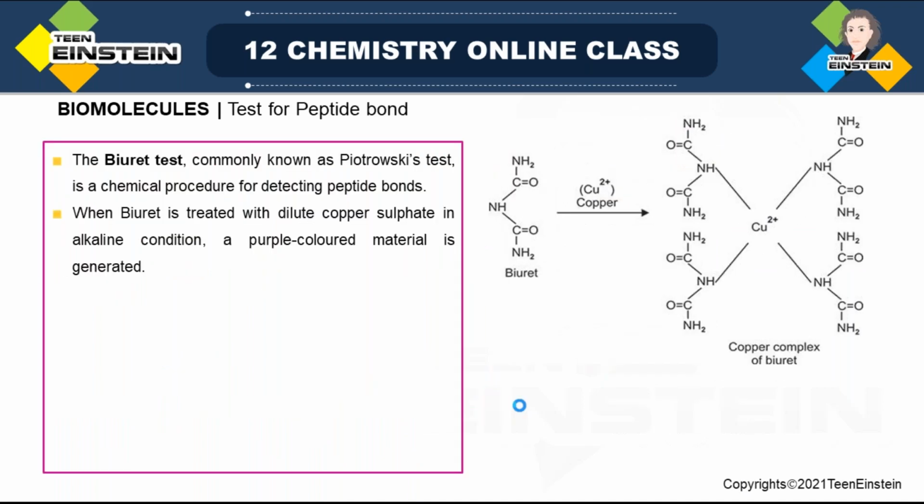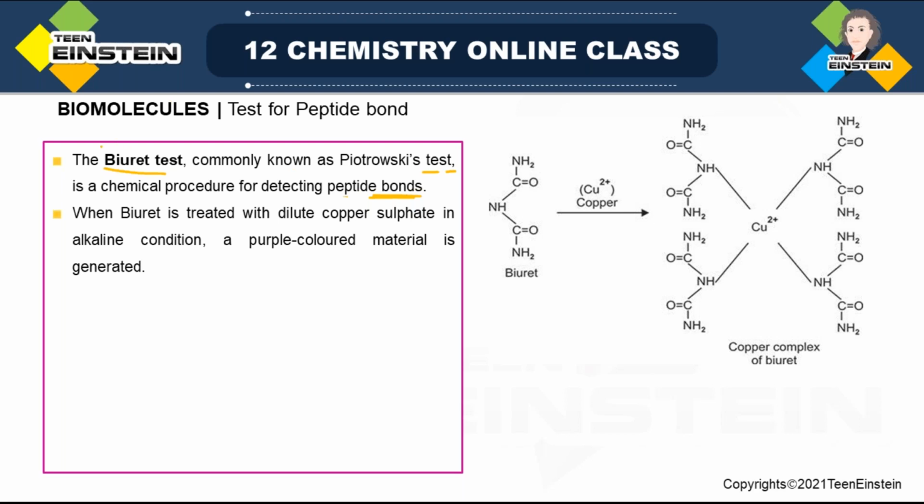Now we will see some tests. The first test that we have is known as the biuret test. This test is also known as the Piotrowski test. This test is used for detection of the peptide bond, so you can say this is a test for the peptide bond. If you take a simple amino acid, that is only a single amino acid, it will not give the test, because at least one peptide bond must be there. So 2 amino acids must be present, because for formation of one peptide bond there must be at least 2 amino acids, and that will be a dipeptide. So this test will be positive if there is a peptide bond.